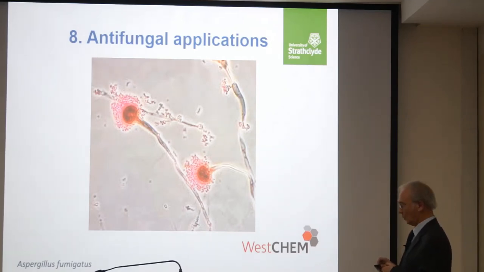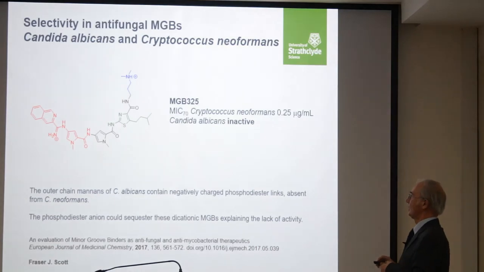Briefly, what about antifungal applications? Now, antifungals are particularly interesting because of the wide variety of outer cell content that they present. And it's very interesting to find that one of our compounds that does not contain an alkene now, it contains an amidine link, and also contains a different head group, a thiazole, is actually significantly active against Cryptococcus neoformans, but is inactive against Candida albicans.